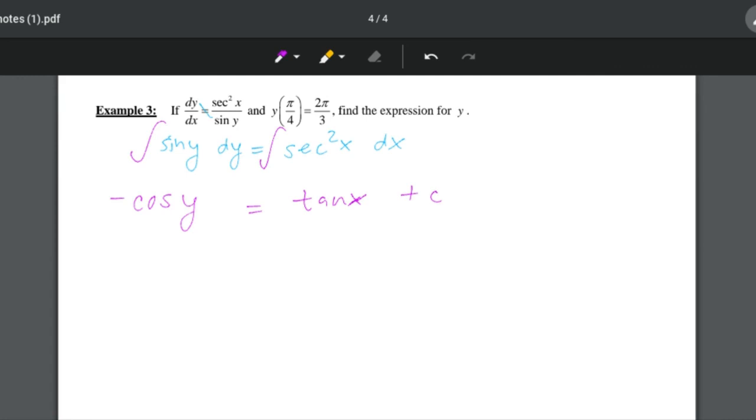So first, let's get rid of the negative. All right, we could divide both sides by a negative 1. On the right side, we could divide all of these terms by negative 1. So we end up with cosine y equals negative tan of x minus c.